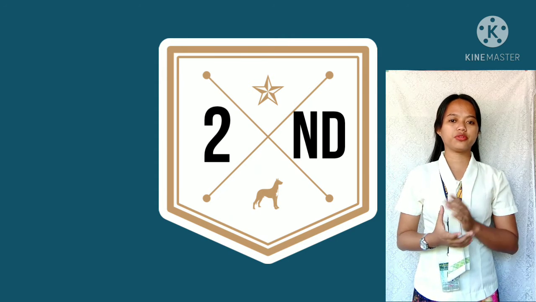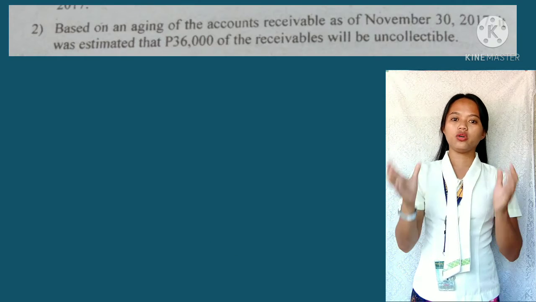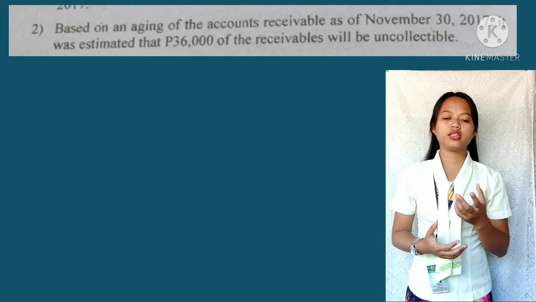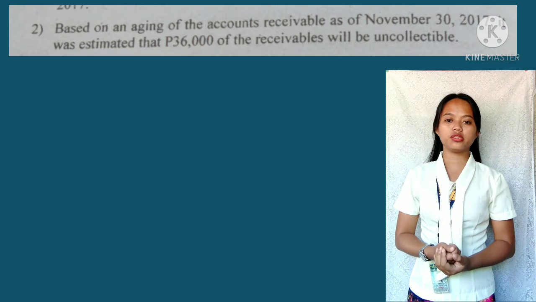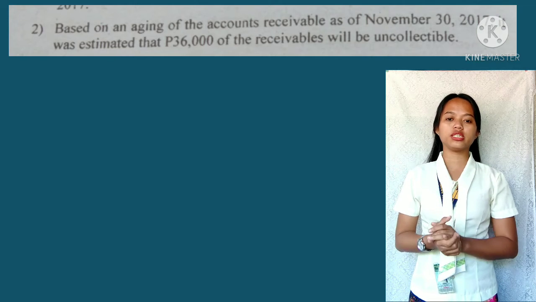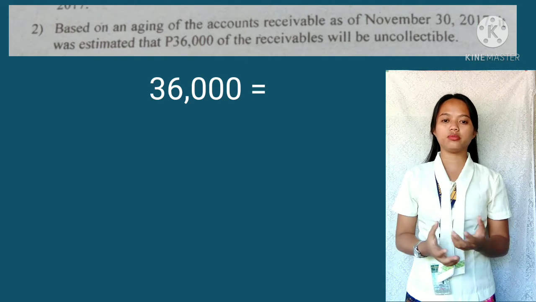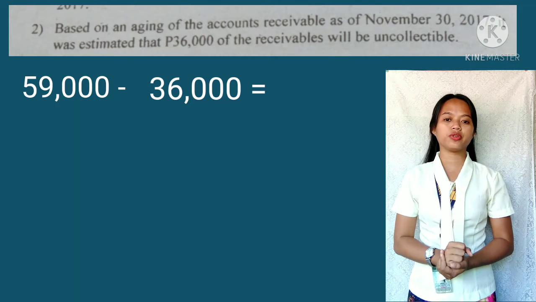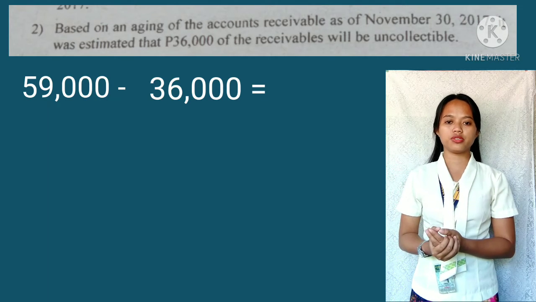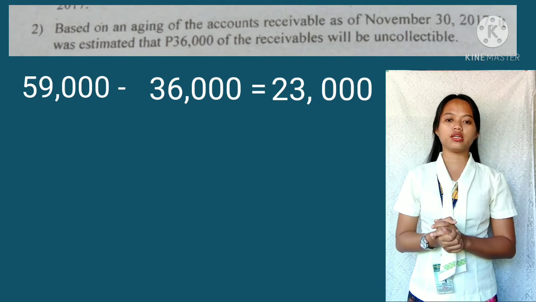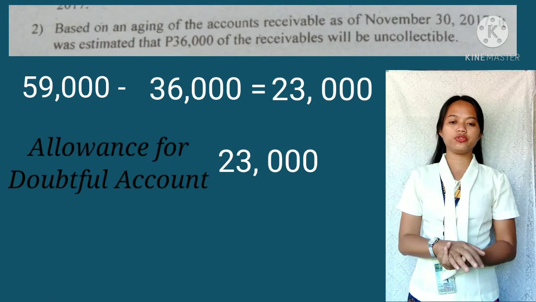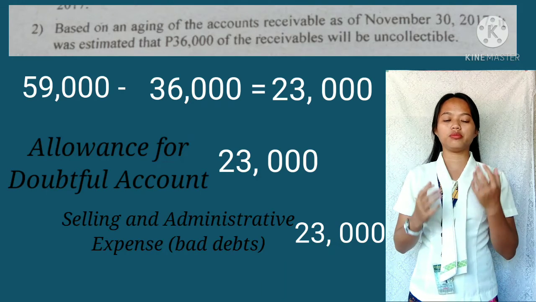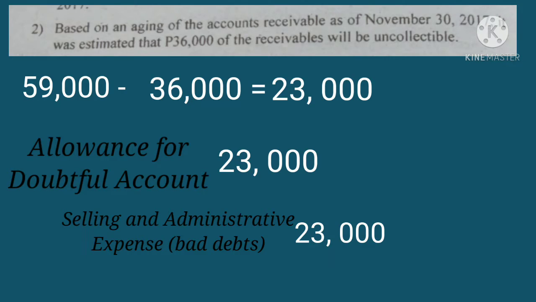The second additional information: all we need to do is to reduce the allowance for doubtful accounts to the balance determined by the aging of receivables. So we'll need to deduct the 36,000 pesos of uncollectible receivables from the 59,000 pesos of allowance for doubtful accounts stated in the statement of financial position. Then we'll get 23,000 pesos of allowance for doubtful accounts that is debited, and a credit of selling and administrative expenses for bad debts.